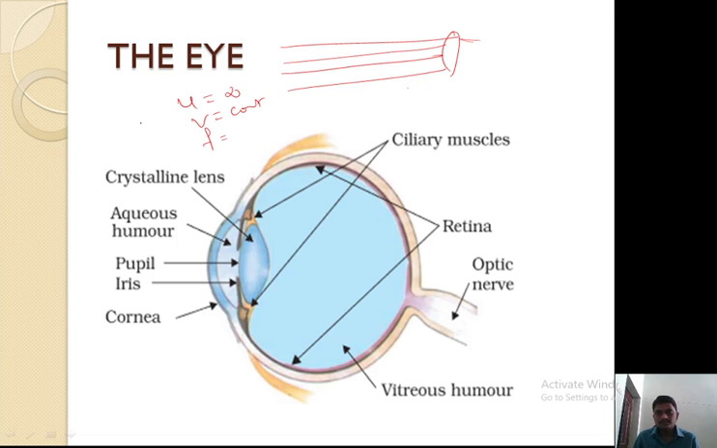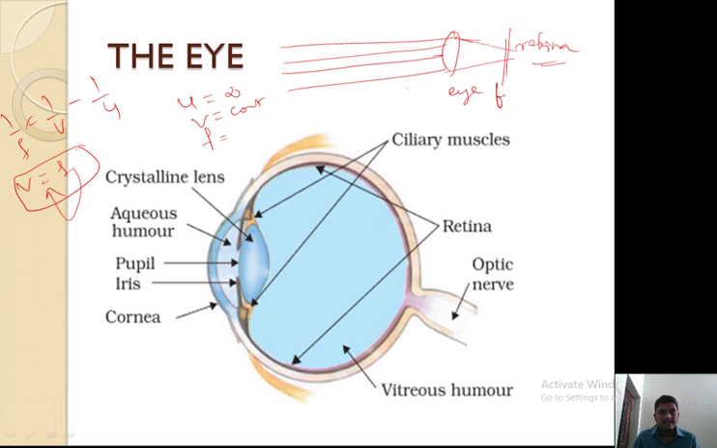So 1 by f is equal to 1 by v minus 1 by u. Since u equals infinity, v equals f. So the focal length is equal to the image distance, and the image is formed on the retina. Here the eye lens has no need to adjust its focal length, so the eye feels relaxed. Why? Because there is no need to adjust the focal length here.